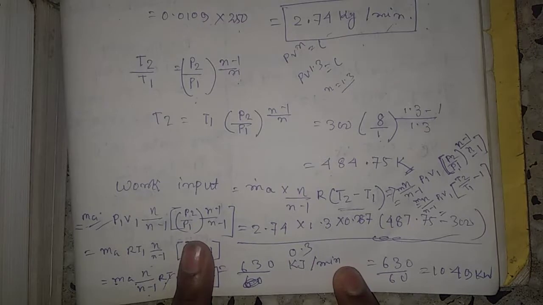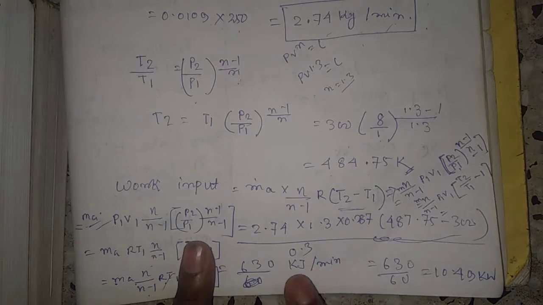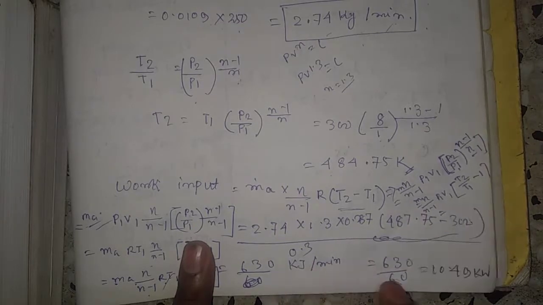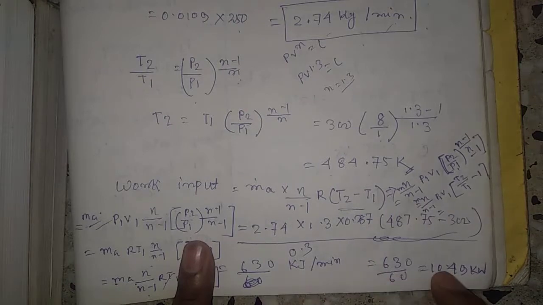Now you have to find the power input required in kilowatt. It is in kilojoule per minute, so to get kilowatt it will be divided by 60. So the answer will be 10.49 kilowatt.